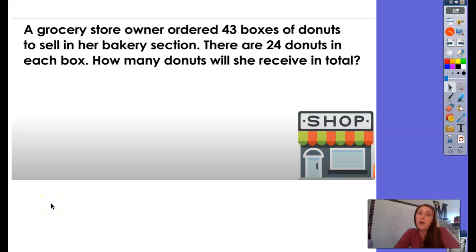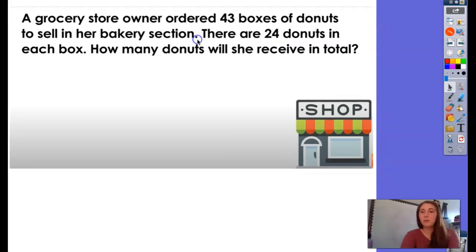So our problem is: a grocery store owner ordered 43 boxes of donuts to sell in her bakery section. There are 24 donuts in each box. How many donuts will she receive in total? So as I look at this, I need to pull out what are my two numbers. Okay? I see they ordered 43 boxes of donuts. And there are 24 donuts in each box.